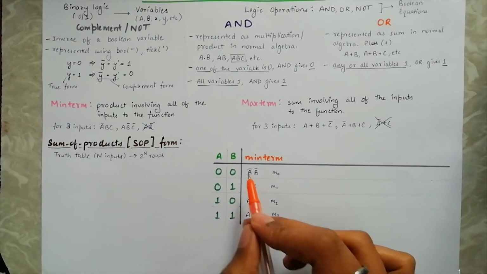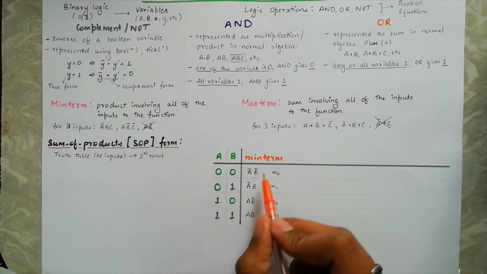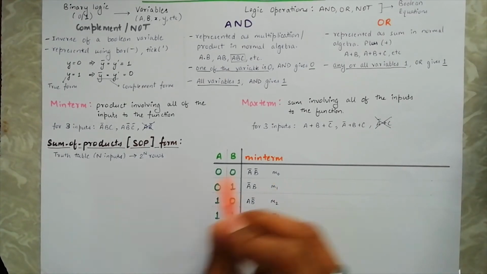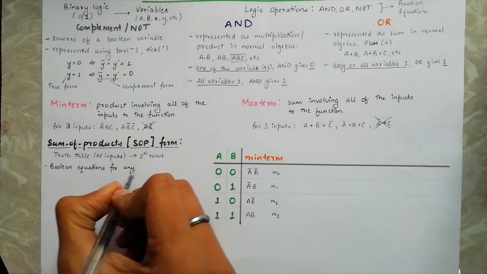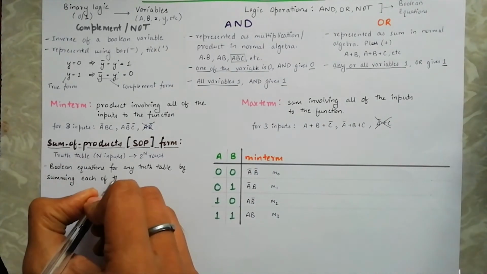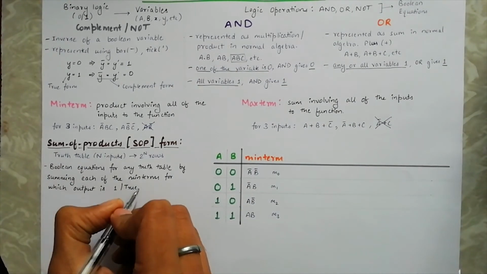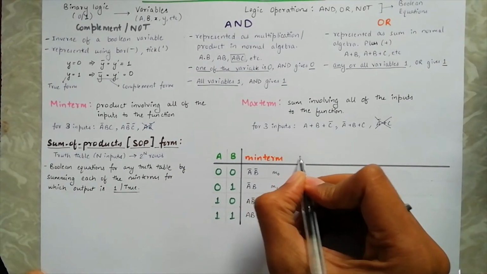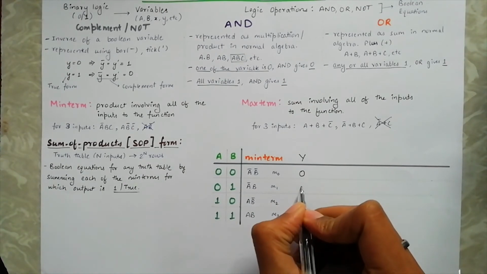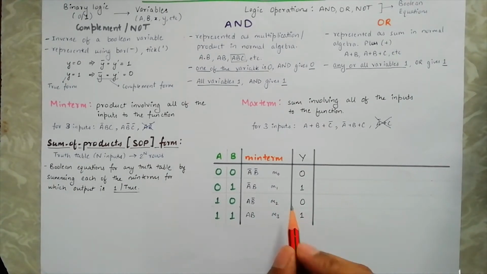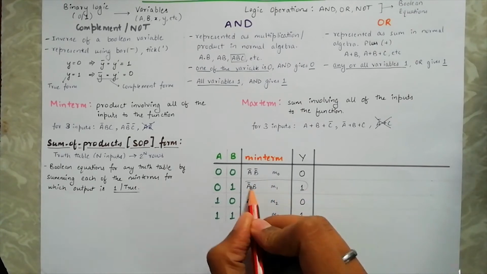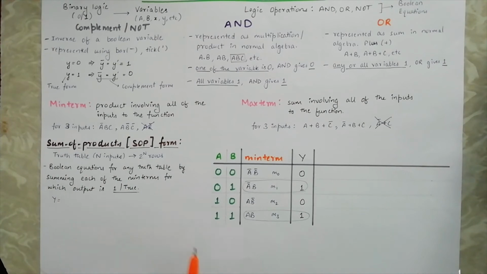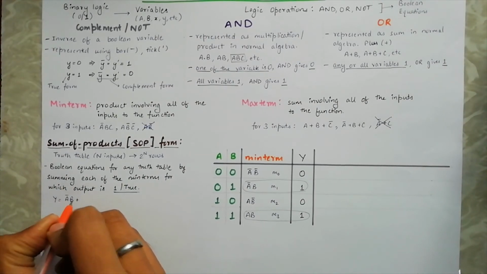For functions with more inputs, we follow the same process with all the inputs. What's the use of writing in minterm form? We can actually write Boolean equations for any truth table by summing each of the minterms for which the output is 1 or true. Let's take an example output y, which has outputs something like this, 0, 1, 0, 1. Then the equation associated with y will be the sum of m1 and m3 as they are true. So y is A bar B plus A B.